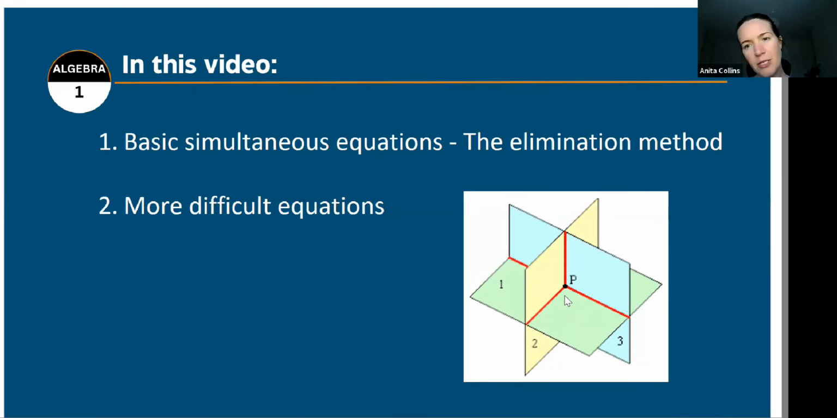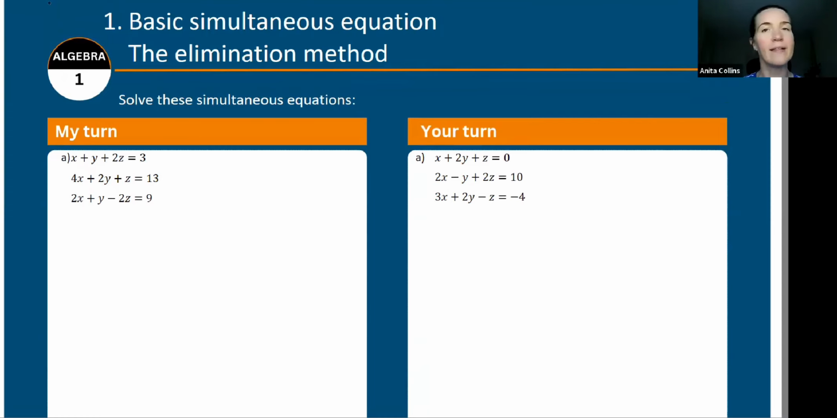If you look at the picture here, you've got three planes intersecting, and there's that red line going down to the center of each of the three planes. When we solve simultaneous equations with three variables, essentially we're finding the point of intersection of those three red lines going through the center of the planes, which is the point of intersection of the three planes. So here in our first example, we're going to look at the elimination method.